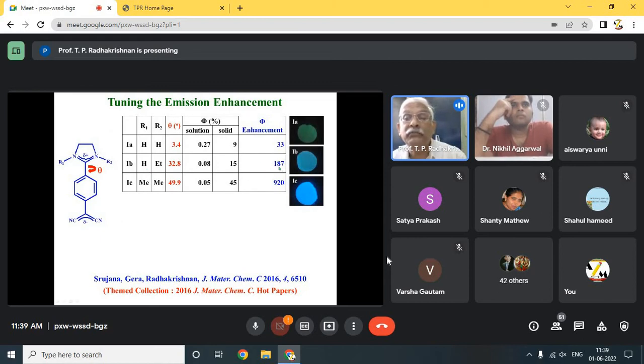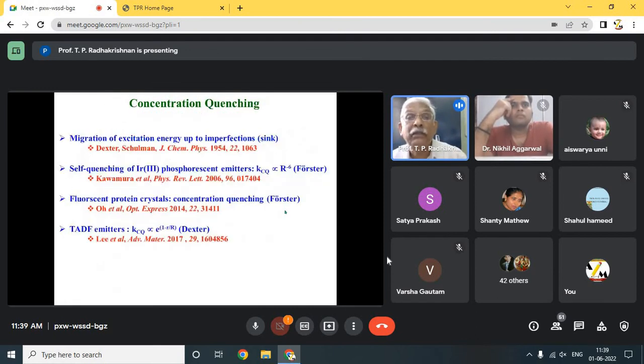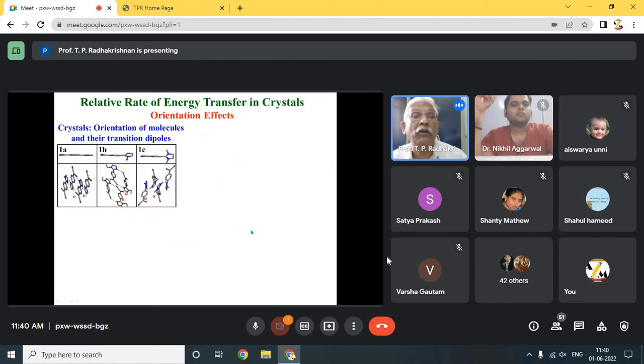1B becomes enhanced reasonably well. 1C enhances extremely well, almost 1,000 times. Now, what is that due to? That, we believe, has to do with energy transfer. There is a lot of literature on this, the concentration quenching effect, what happens when you bring molecules close to each other. There are two important mechanisms people call Forster and Dexter. Forster is a dipole-dipole interaction. Dexter is an overlap of wave function interaction, which causes energy transfer between molecules.